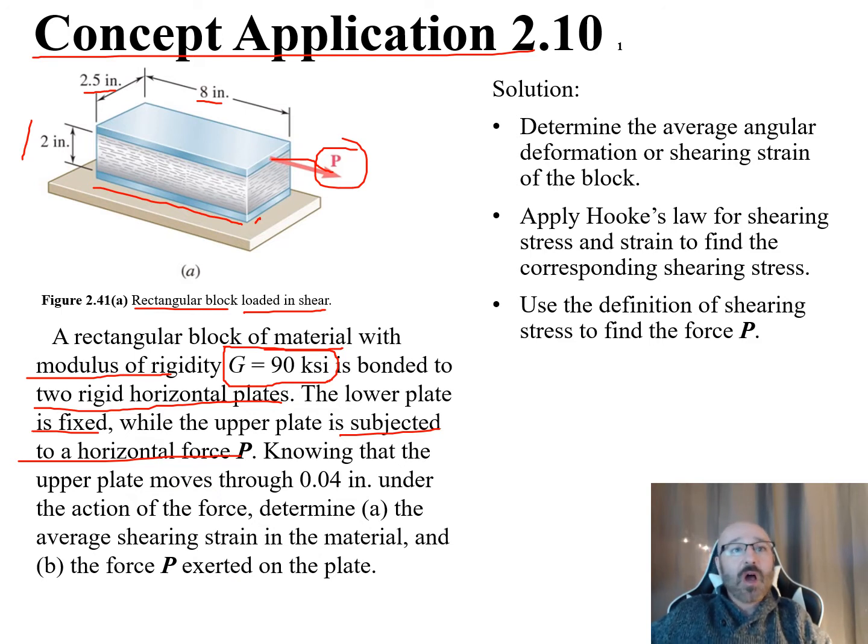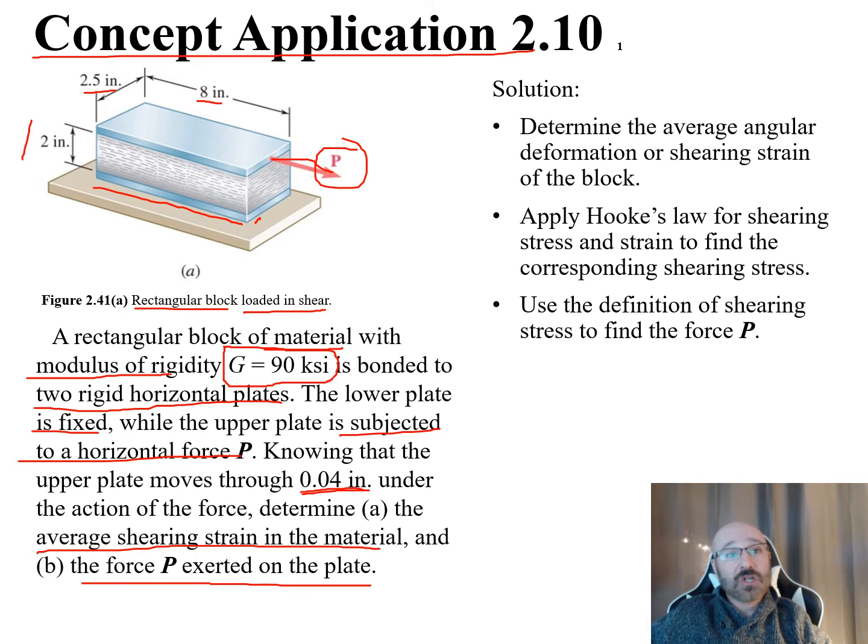Knowing that the upper plate moves through 0.4 inches under the action of the force, they give us that distance right there. They tell us what they're asking for. They want two different things. In part A, they want us to determine the average shearing strain in the material, and in part B, they want us to find the force P exerted on the plate.